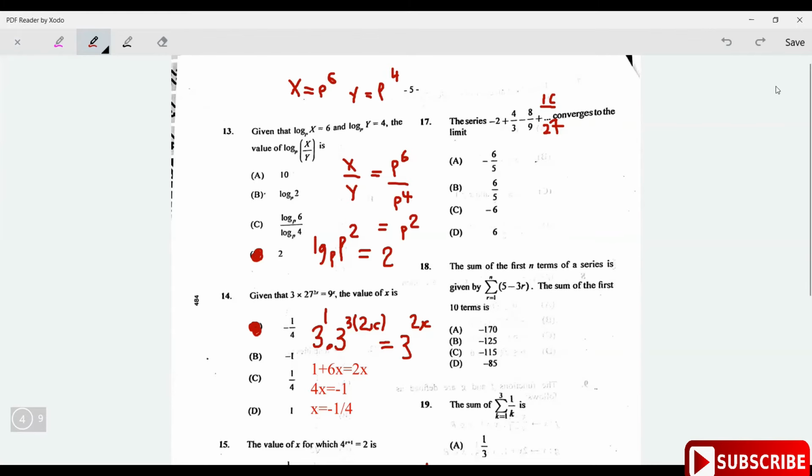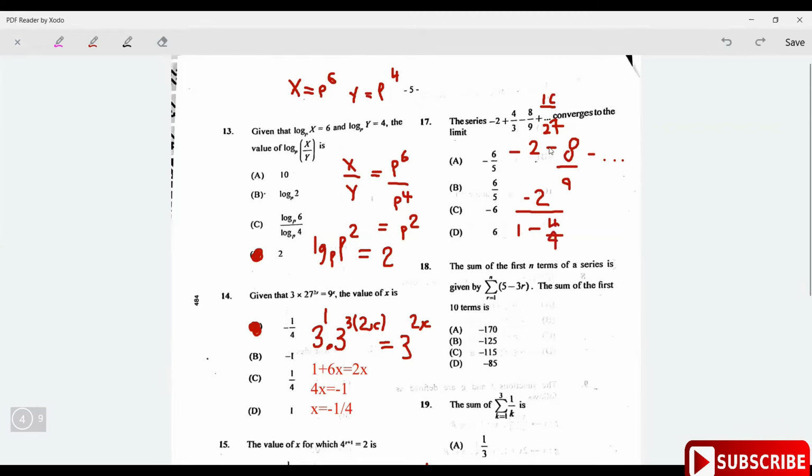So that's what I'm going to do. I'm going to separate them as two separate series. I look at it as -2 minus 8 over 9, that's 1 minus, and it continues. This one I can work out the sum of this part as a, which is -2 over 1 minus r, where r is the common ratio. The common ratio is minus 8 over 9 divided by -2, which is 4 over 9.